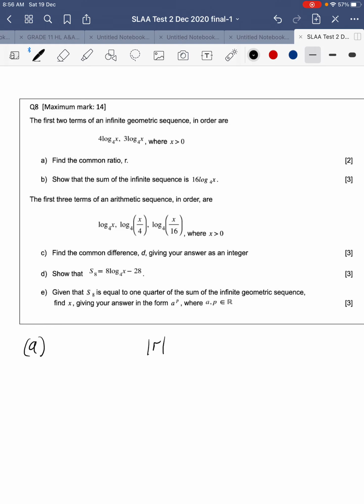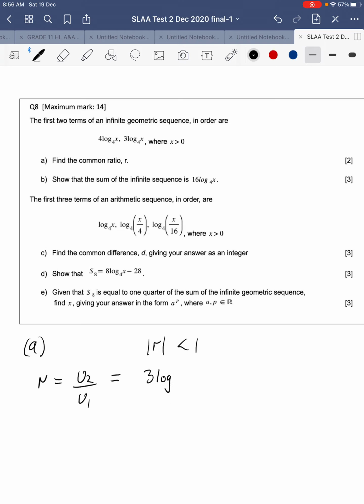So infinite means that the common ratio is less than 1. It's kind of like a fraction, like half, thirds. Each term gets smaller and smaller. And because it's geometric, we know that r equals the ratio of successive terms. So we can just dive straight into this part here.